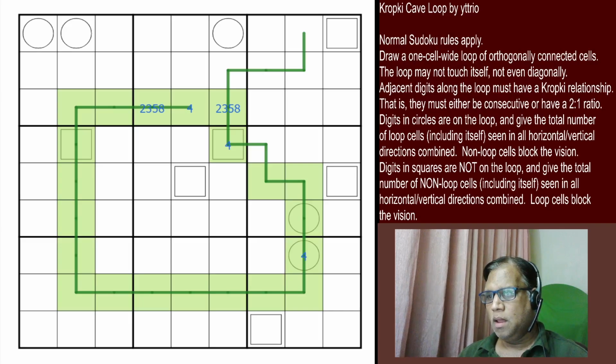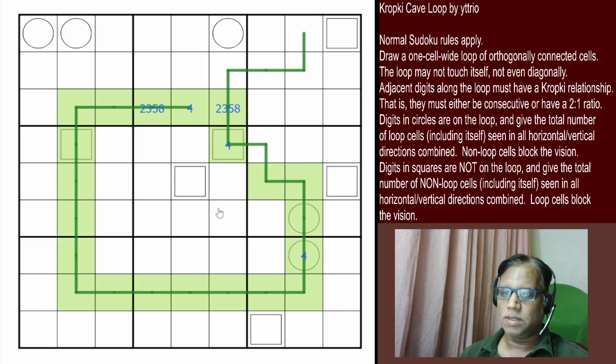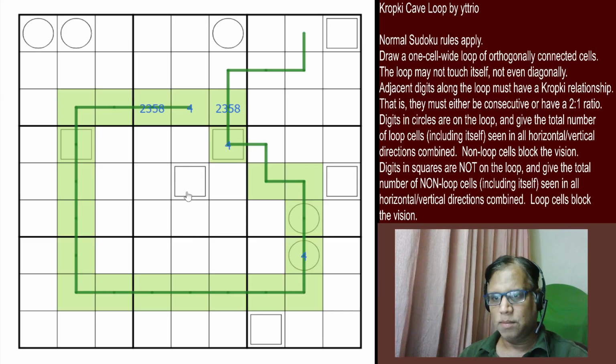These in squares are not on the loop, and give the total number of non-loop cells, including itself, seen in all horizontal directions combined. Loop cells block the vision, right? So similarly about this cell. Let's take this cell. How many cells is it seeing? 1, 2, 3, 4, 5, 6, 7. So it is seeing 7 cells. So that must be 7.